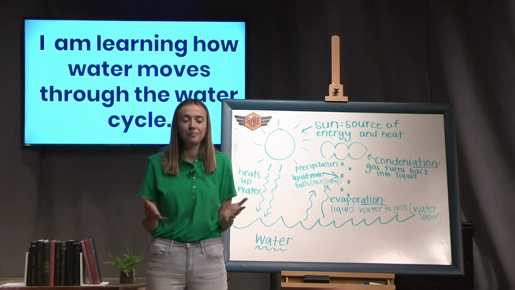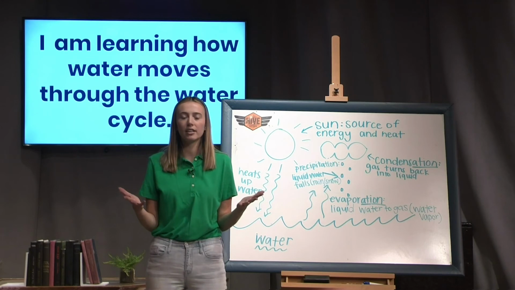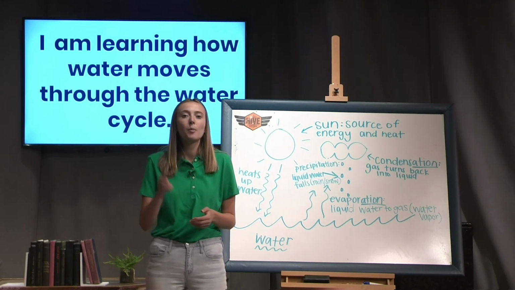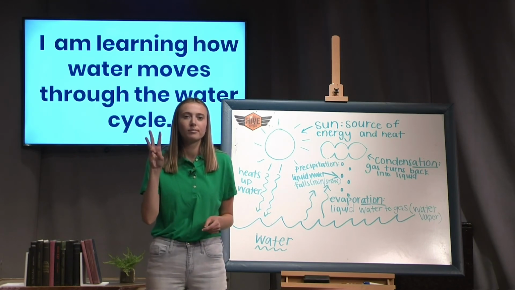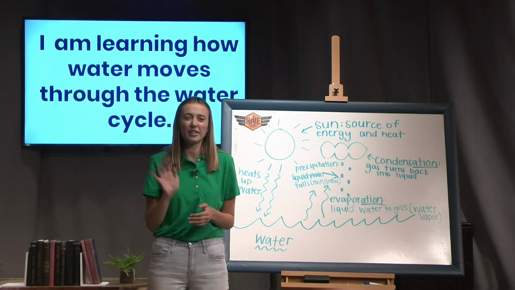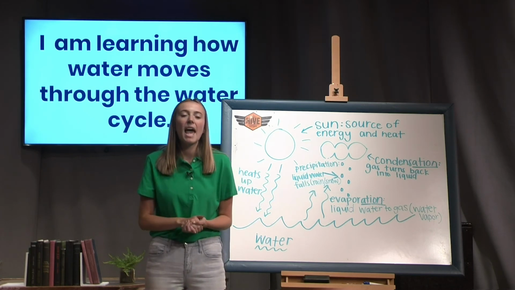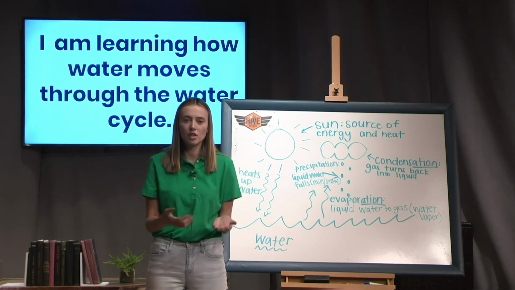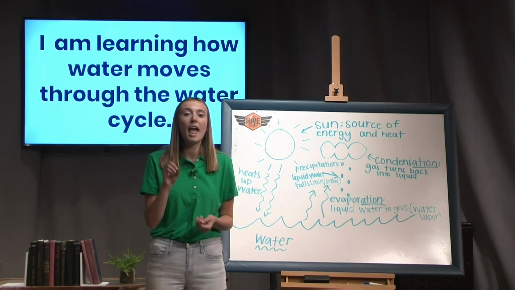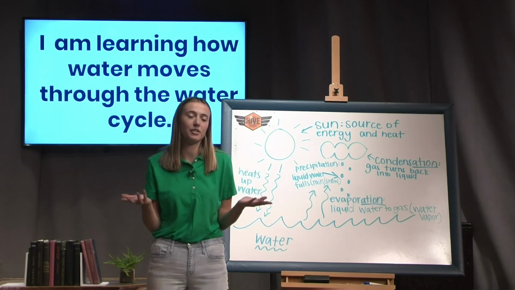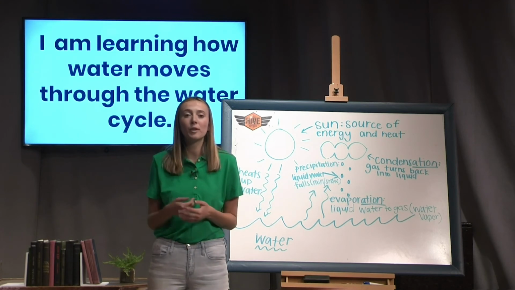Great job today. If you feel like you totally understand the water cycle, put a 3 on your finger. If you feel like you sort of understand the water cycle, put a 2 on your finger. And if you are so confused, put a 1 on your finger. And that's okay if you're very confused. Talk with people around you.